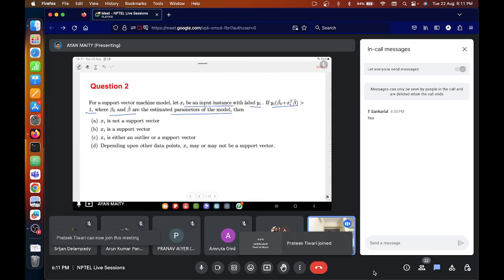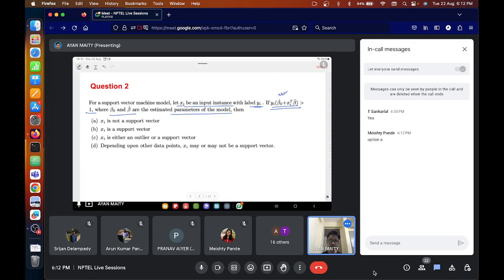You can write your answers in the chat. This condition is given for the point xi with output label yi: yi times (beta 0 plus xi transpose beta) is greater than 1. If this condition is given, what can we say about this point xi, whether it is a support vector or not, or it may or may not be a support vector? What is the status of this point xi? Mishti Pandey has written A, which is xi is not a support vector.